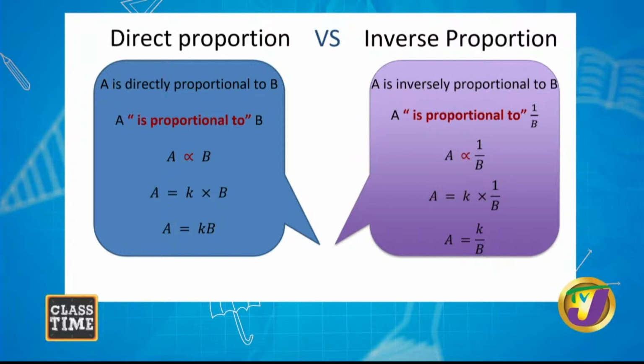A is proportional to, yes, you got it, the reciprocal of B. And what did we say reciprocal means again? Yes, 1 divided by B. So therefore, A is equal to K, some constant, multiplied by the reciprocal of B. So therefore, A is equal to K divided by B. Beautiful. I think they get it.